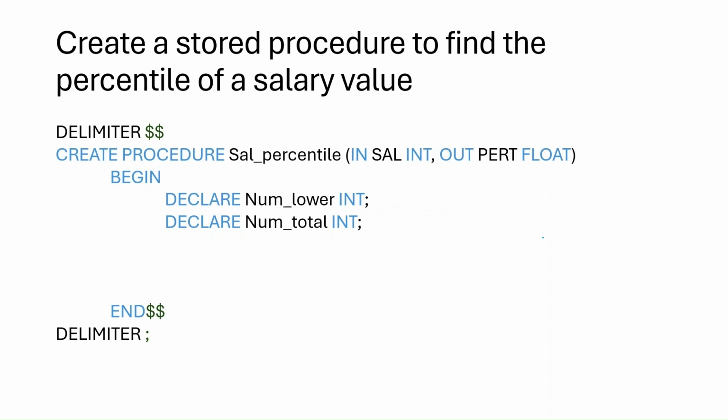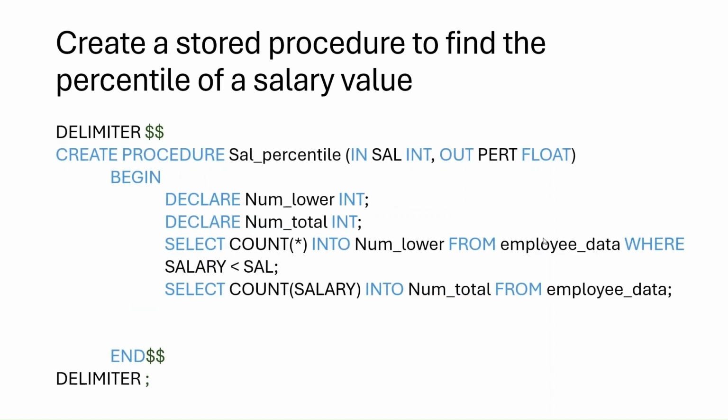Okay, and then we now want to start writing out our SQL statement. We're going to just do it like normal. Select count all into num lower. Very important: we are now assigning the results of this query into this variable that we've already previously declared. So select count all into num lower from employee data where, important, the salary is less than sal, which is this input value here. Remember, we want all the values less than it. We want to count that, and there we have that.